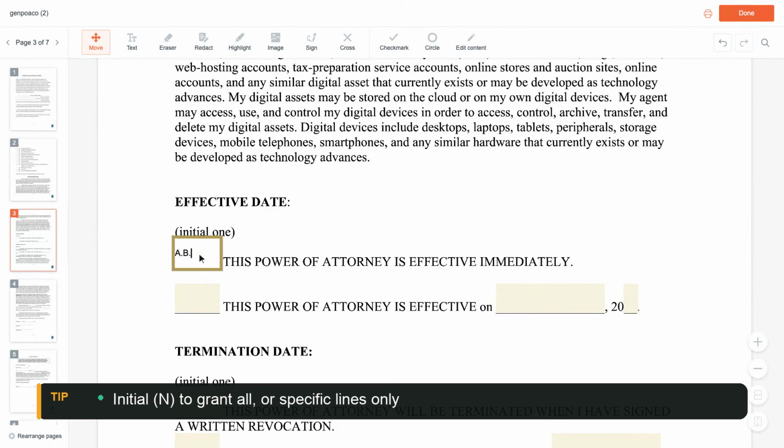Depending on your state, a general power of attorney may stop working if you become incapacitated. If you want it to keep working no matter what, ask about a durable power of attorney instead.